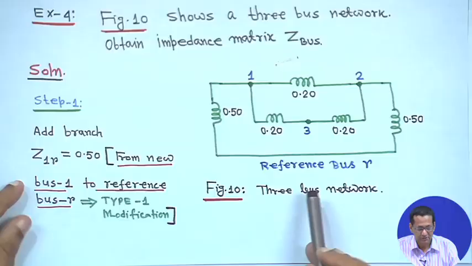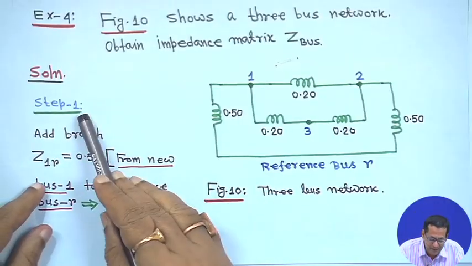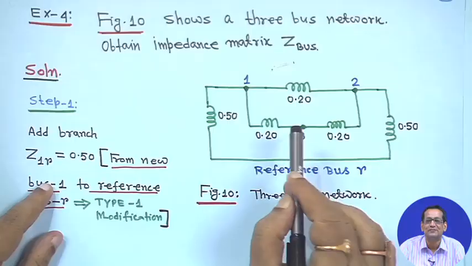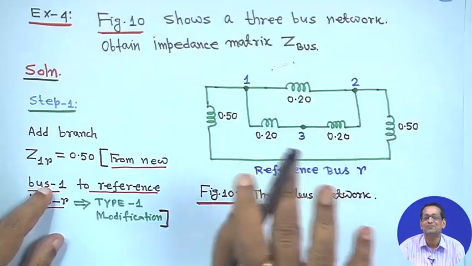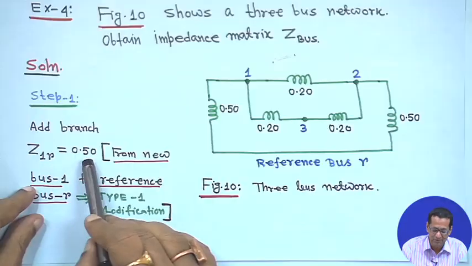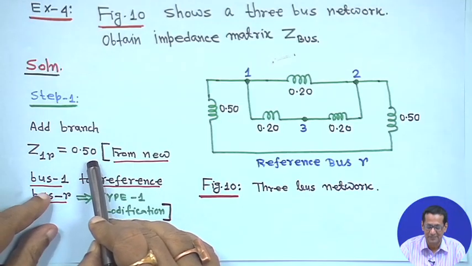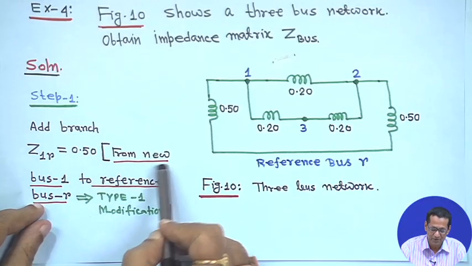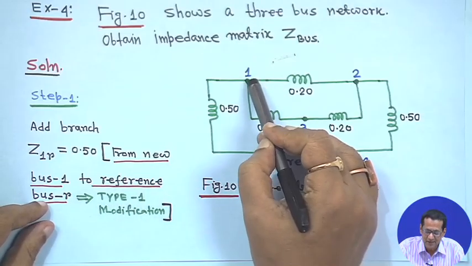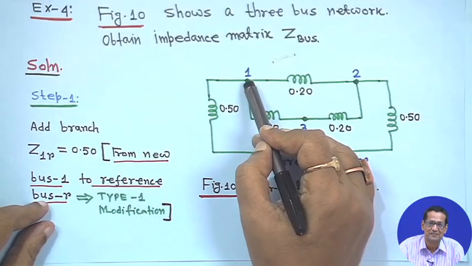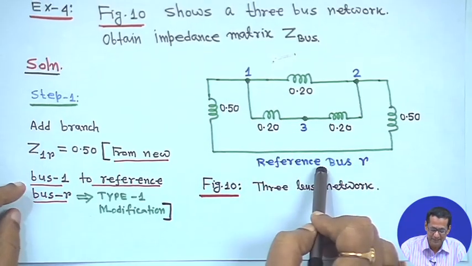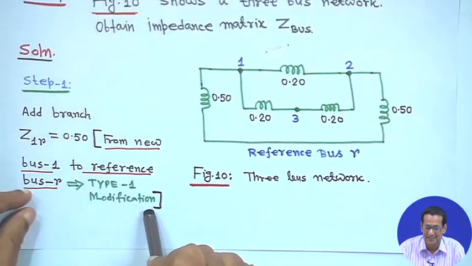Now we have to start from step 1, because here no Z bus old is there, we have to start from scratch. Look how simple it is. Now we have to add branch Z 1 R, that is 0.5 per unit, that means from new bus 1 to reference bus, because nothing is there. Any bus we are considering is a new bus first. So, bus 1 to the reference bus, only a single element, so it is a type 1 modification.